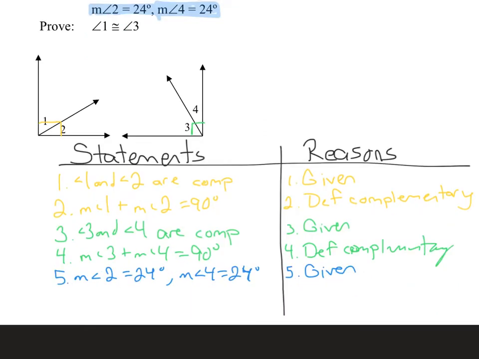I'm also going to mark that in my diagram so I know this angle right here is 24 degrees and this angle right here is 24 degrees. Okay.